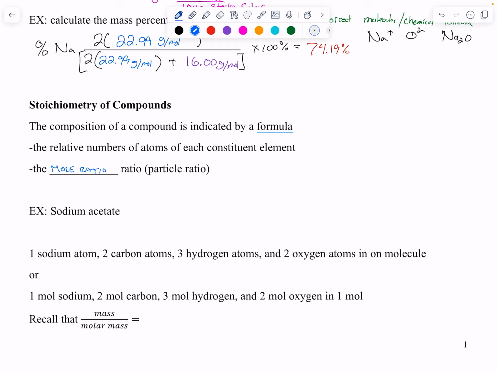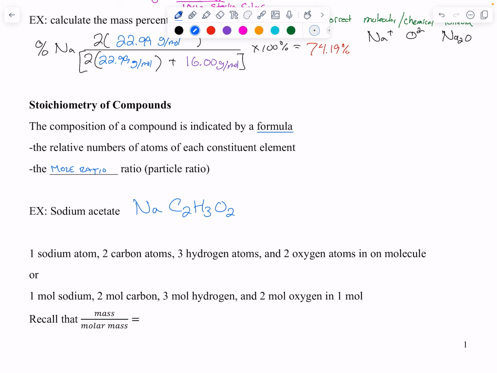Mole ratio. It's a particle ratio. So we have sodium acetate. What sodium acetate is, right? Sodium, Na+, acetate, C2H3O2−. So that's sodium acetate. We've got one sodium atom, 2 carbon atoms, 3 hydrogen atoms, and 2 oxygen atoms in a molecule, or 1 mole of sodium, 2 moles of carbon, 3 moles of hydrogen, and 2 moles of oxygen in a mole, right?